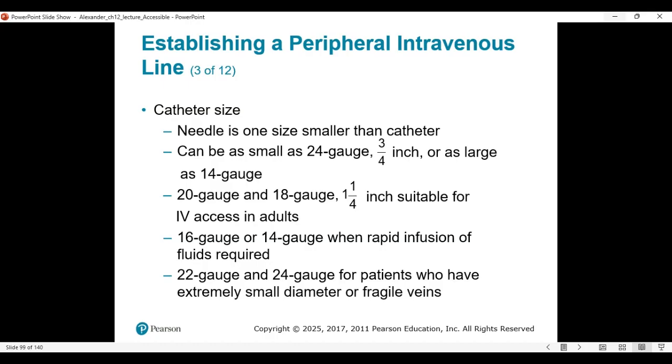Catheter size. The needle is one size smaller than the catheter. It can be as small as a 24 gauge, which would be 3/4 inch long, or as large as a 14 gauge. Usually we use 20 gauge and 18 gauge that are 1.25 inches. This is suitable for IV access in adults. 16 gauge or 14 are for rapid infusion, where we've got to get a lot of fluids in really quick. 22 and 24 gauge are for patients who have extremely small diameter or fragile veins, or children.